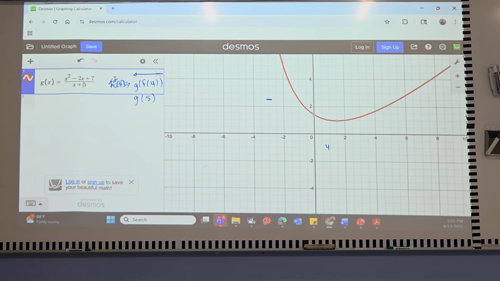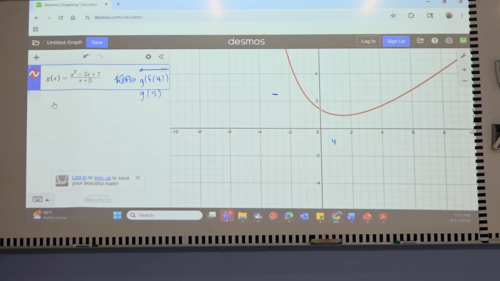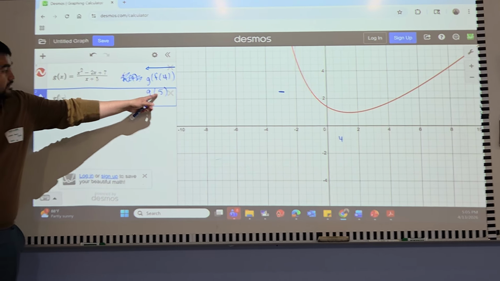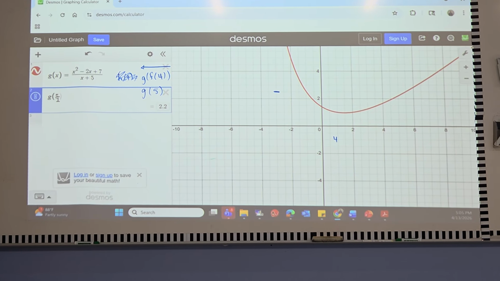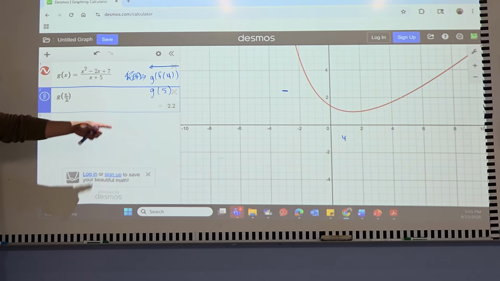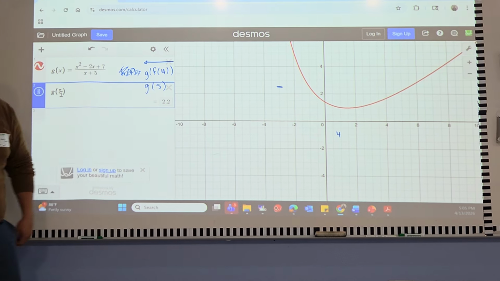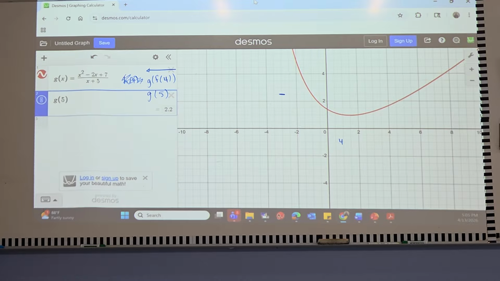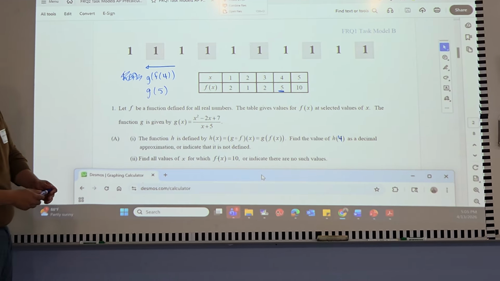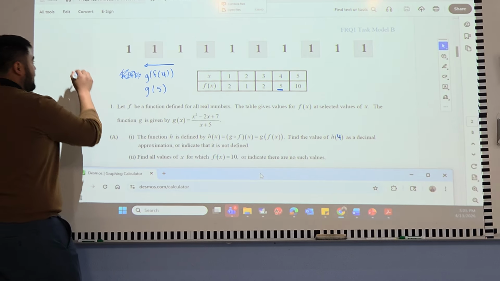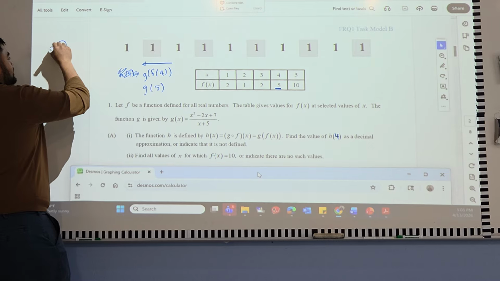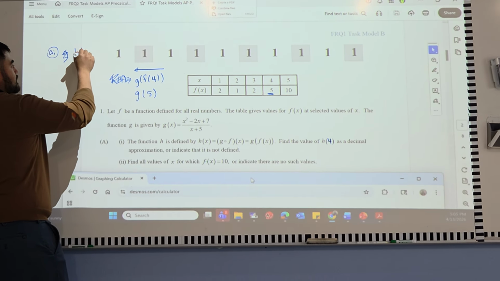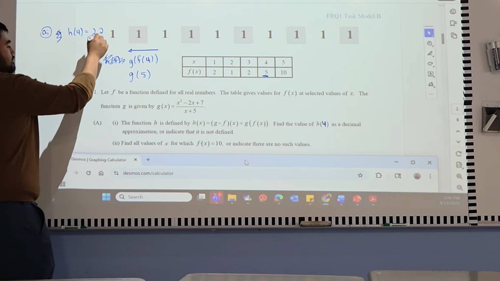So here it is, right? One of the tricks that we learned is that here you just make another row and put G, and the input that we're focusing on is 5. Just put 5 right here. And there it is. That's your answer. The answer is 2.2. Simple. Thumbs up? Perfect. Sorry, I'm double checking my answers as I go. So for A1, my answer is H of 4 equals 2.2.